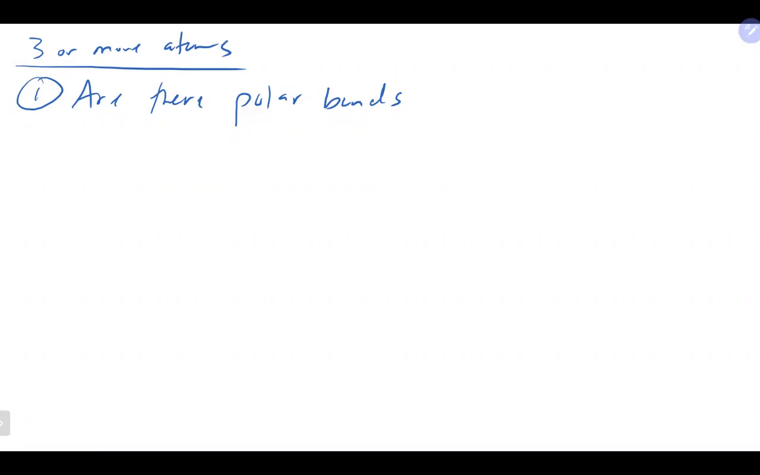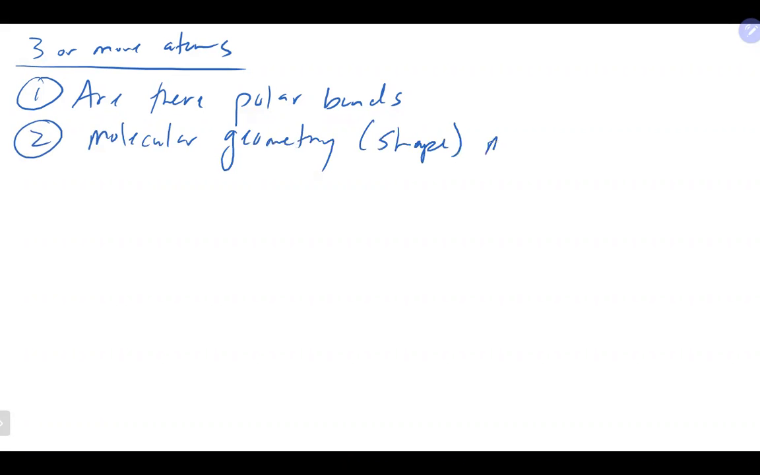If the answer is yes, there are polar bonds, you then need to look at the molecular geometry, or the shape, or as we were just writing, the MG. So you have to look at the molecular geometry here.